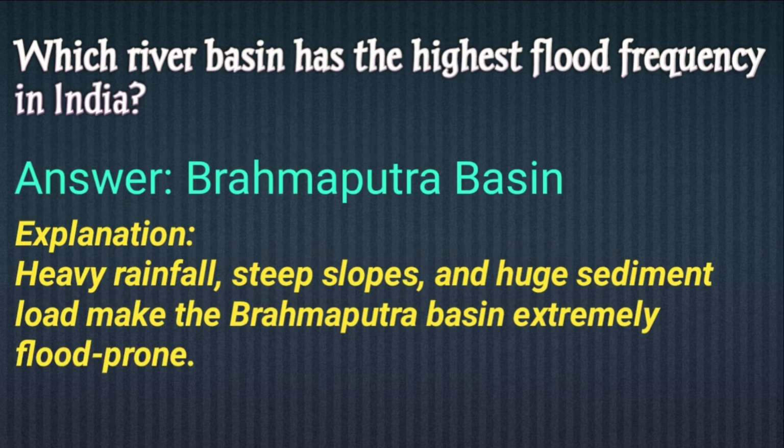Which river basin has the highest flood frequency in India? Answer: Brahmaputra Basin. Explanation: Heavy rainfall, steep slopes, and huge sediment load make the Brahmaputra Basin extremely flood-prone.